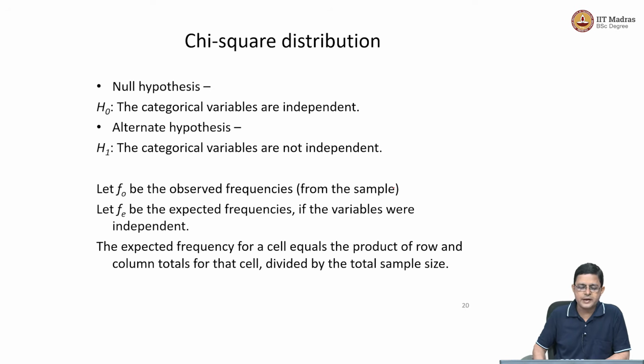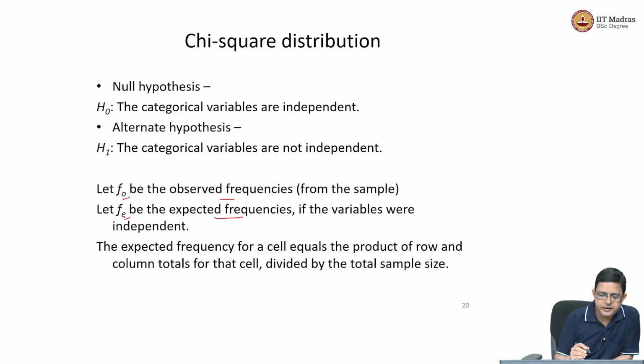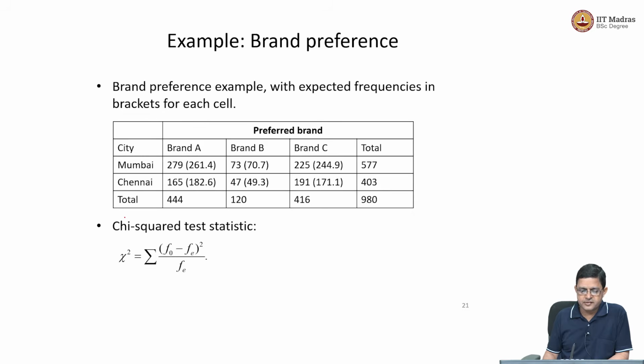For that, what we are going to calculate is observed frequencies and expected frequencies. Observed frequencies come from the sample, expected frequencies are going to be calculated assuming that the null hypothesis is true. Assuming that the variables are independent, what frequencies do I expect? I am going to do this indirect validation of my null hypothesis by comparing the observed frequency with expected frequency. Now, let us do this and calculate the test statistic. So what is the observed frequency?